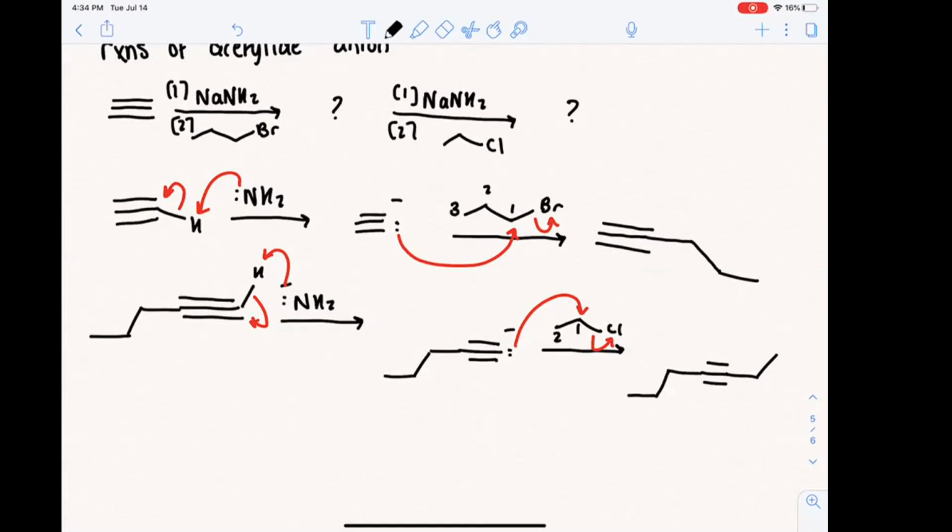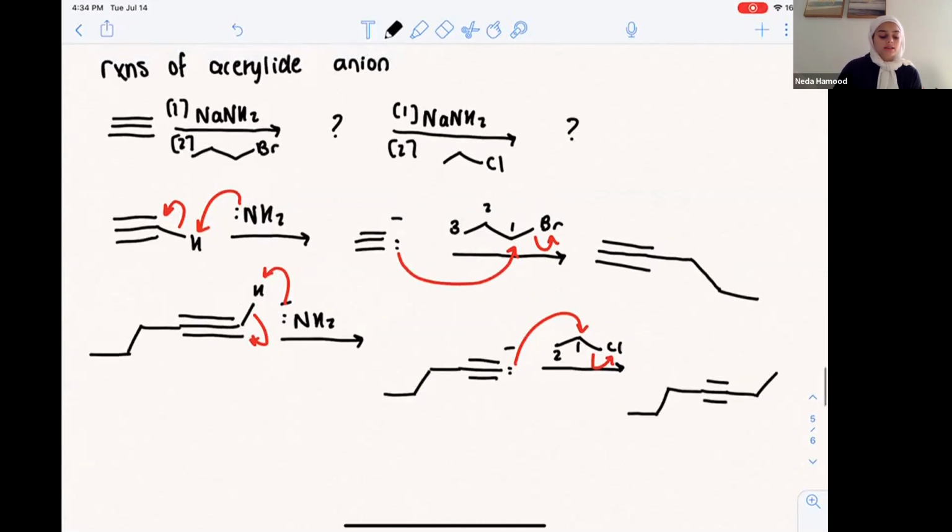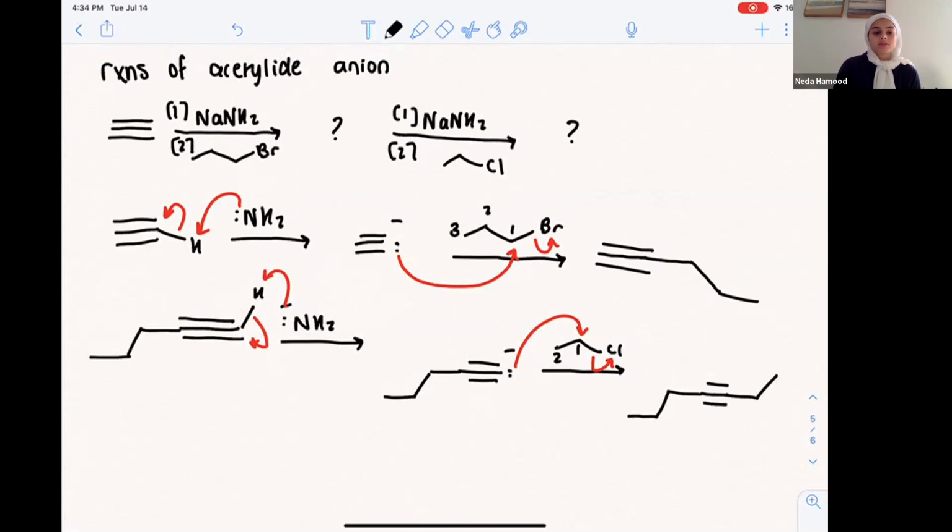Do you mean like with MCPBA? What do you mean about MCPBA? Like for adding epoxides? Pretty much just anything related to epoxides. I'm talking about the epoxides relating to the acetylide anions and how they open up the epoxide rings, and pay attention to stereochemistry when you do those types of questions. Cool? Cool.